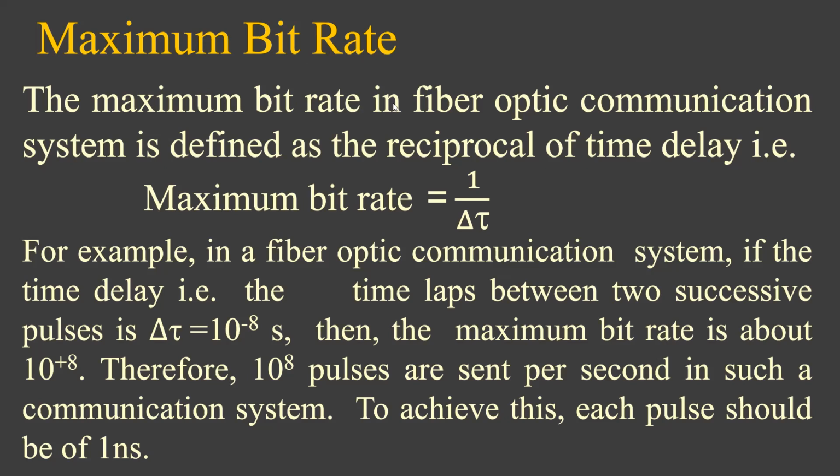So the maximum bit rate in a fiber optic communication system is defined as the reciprocal of time delay. That is, maximum bit rate is equal to 1 divided by time delay. So this decides the size of the pulse. What is the importance of this bit rate? The proper size of the pulse which can be sent into the optical fiber is decided by this maximum bit rate.